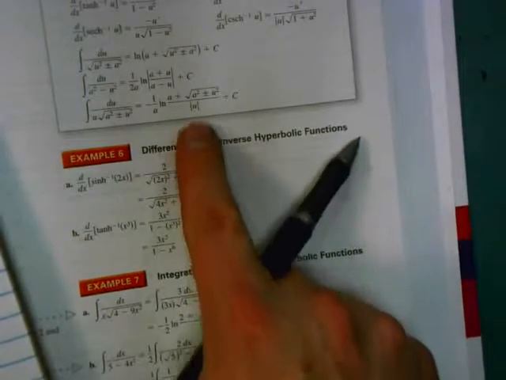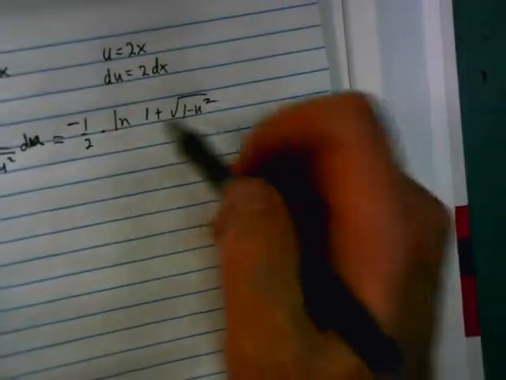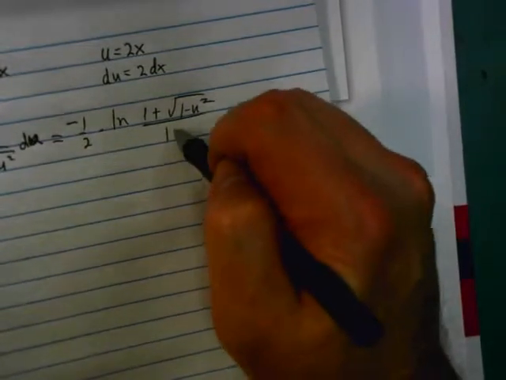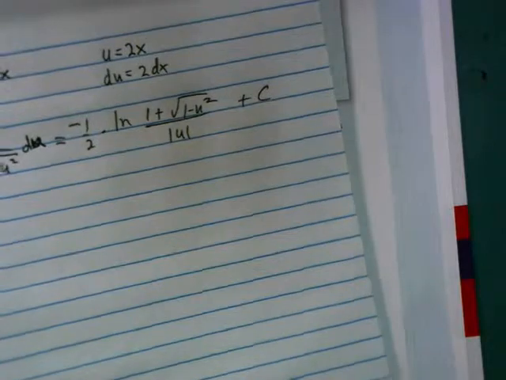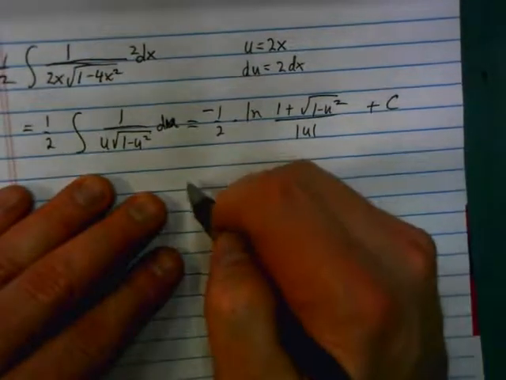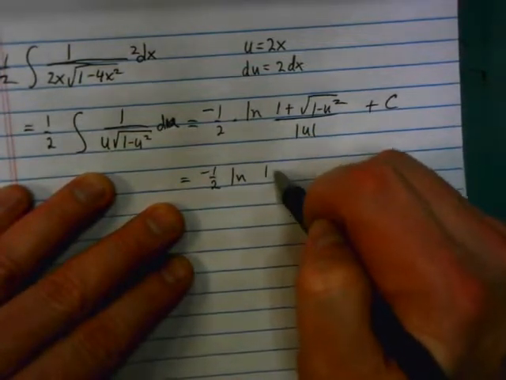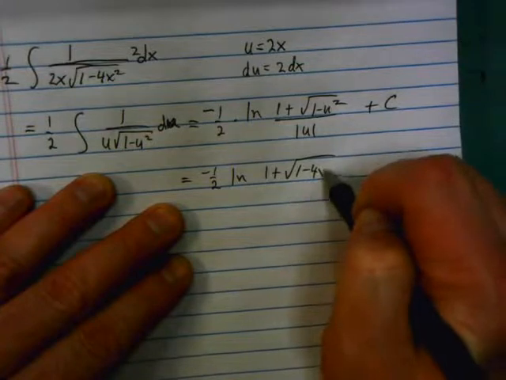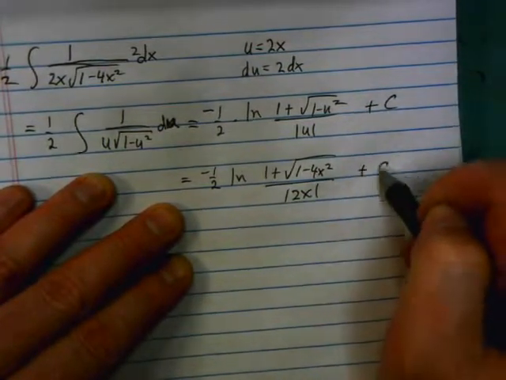And then that gets divided by the absolute value of u, plus c. Minus 1/2 natural log 1 plus the square root of 1 minus 4x squared divided by the absolute value of 2x plus c.